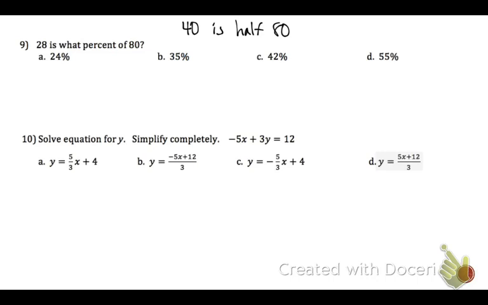So we can go ahead and cross off D. It's not going to be 55%. A fourth of 80 would be 20. So that's kind of close to 24.